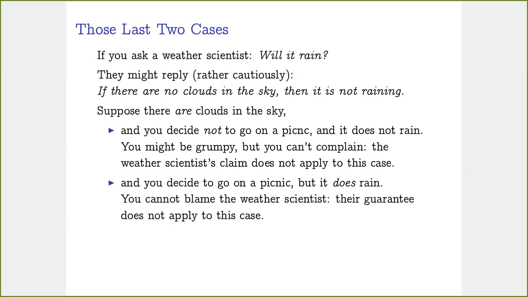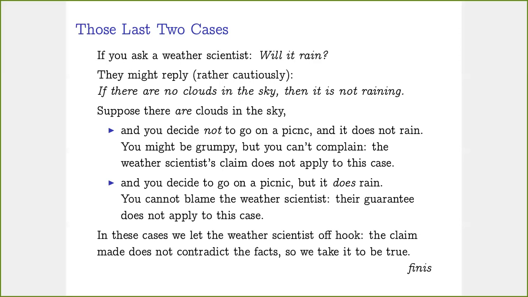Let's say there are clouds in the sky and you decide to go on a picnic, but it does rain. You cannot blame the weather scientist. Their guarantee does not apply to this case. In these cases, we let the weather scientist off the hook. The claim the weather scientist makes does not contradict the facts, so we take it to be true.